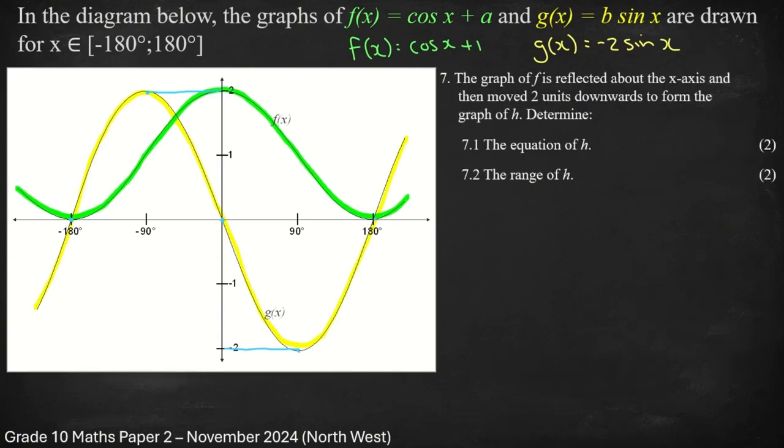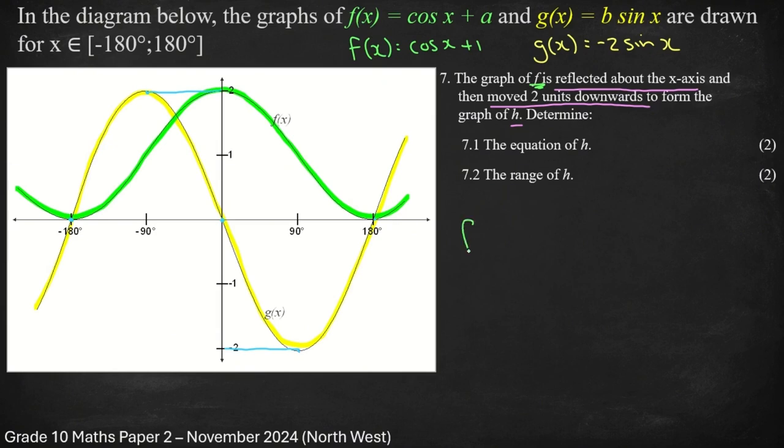Number 7 is the last sub-question for this whole question. We have the graph of f, which is the green graph, that is reflected about the x-axis and then moved 2 units downward to form the graph of h. So we have to determine 7.1, the equation of h, and 7.2, the range of h.